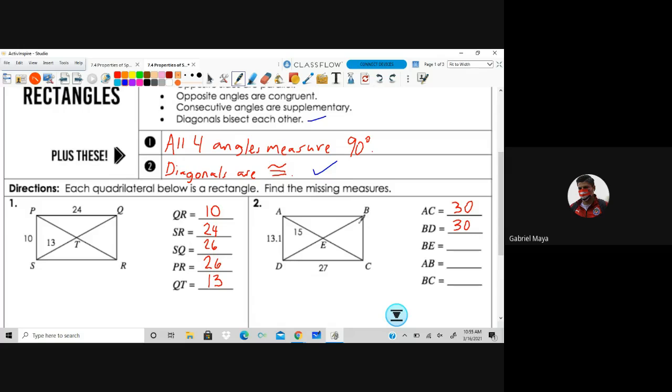So let's go ahead and think about it. So what can you tell me? So we've determined that AC is 30 because A to E, that's 15. Therefore, C to E is also 15. Put them together, you get 30.